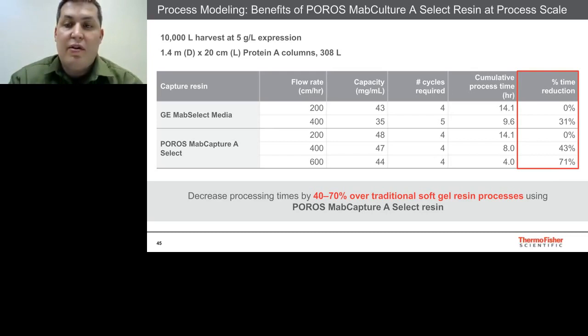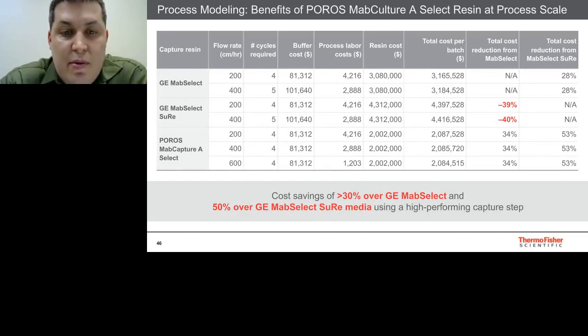If we model a similar scenario where we compared MabSelect, MabSelect SuRe, and MabCapture A Select, we would see significant cost savings. We looked at similar flow rates to those used in the previous model, 200, 400, 600 centimeters per hour, number of cycles required, buffer costs, process labor costs, resin costs, and total cost per batch. One thing you notice immediately is that the majority of the cost per batch is the resin cost. The process labor cost and buffer cost is significantly lower. There would be a cost savings of approximately 30% over GE MabSelect media and 50% over GE's MabSelect SuRe using a Poros MabCapture A Select.